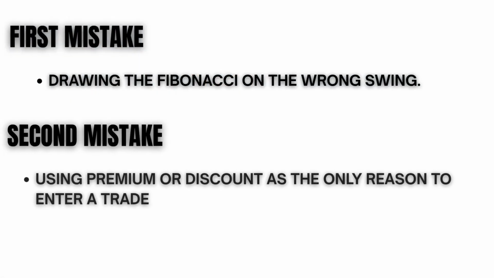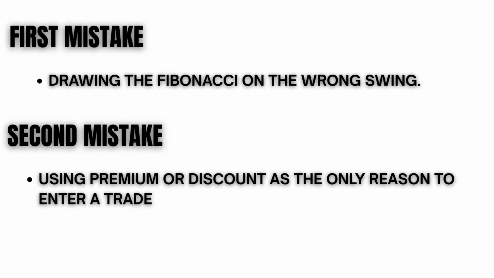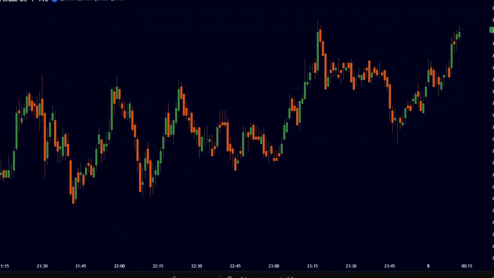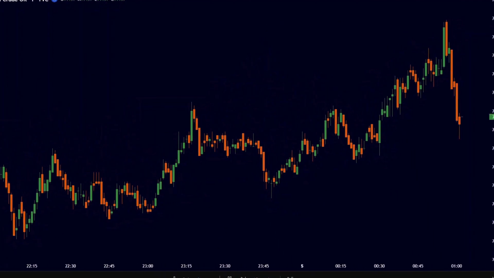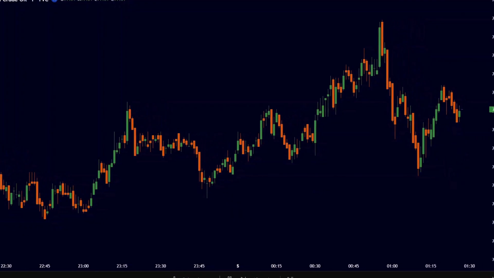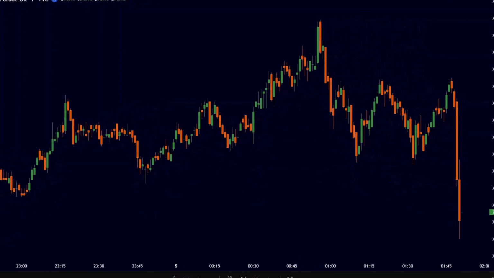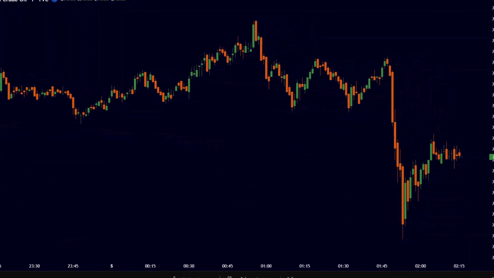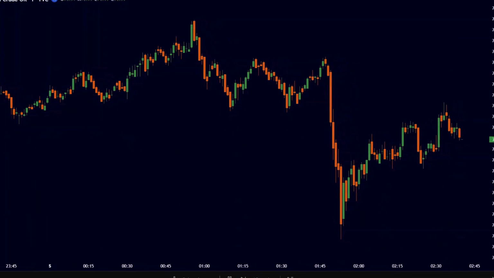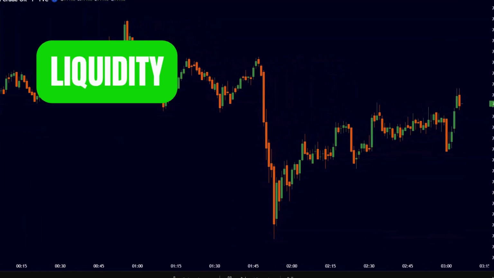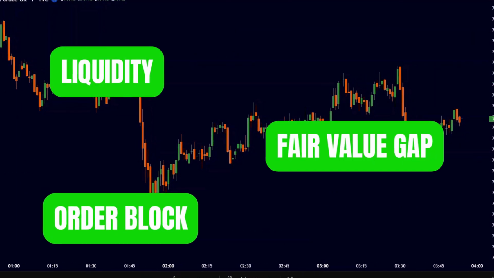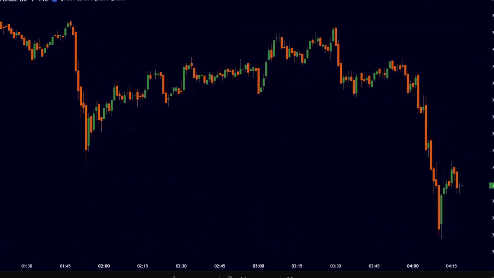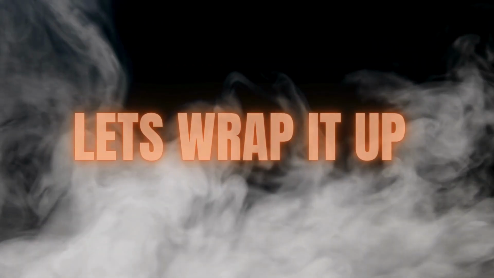The second mistake is using premium or discount as the only reason to enter a trade. Just because price is in discount does not mean it cannot keep going lower. Discount is a filter, not a guarantee. You still need a confluent reason to enter: a structural level, a reaction zone, a specific pattern. Premium and discount narrows your focus. It does not replace the rest of your analysis. In the next few episodes, we are going to add layers on top of this: liquidity, fair value gaps, order blocks, and you will see how premium and discount becomes a powerful pre-filter that makes every other ICT concept more precise. Let's wrap it up.